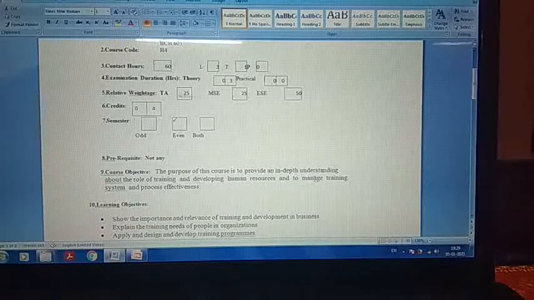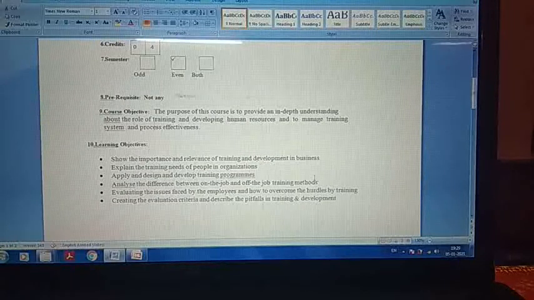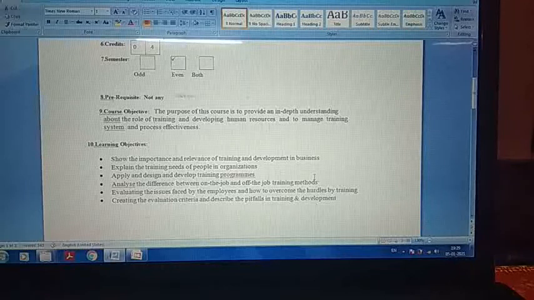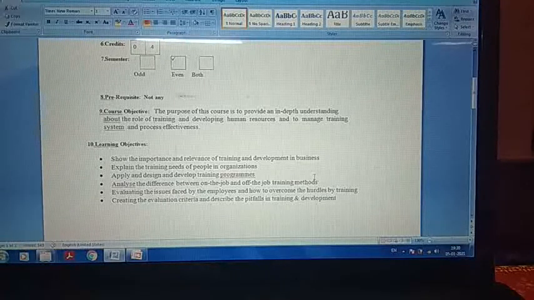Now the purpose of this course, as you see, is to provide an in-depth understanding of the role of training and development in human resources. Ultimately, what is to be emphasized through this objective is that training and development is very, very essential for every walk of life, be it from any stream of occupation or trade. Everybody needs training in order to develop himself. So training and development, they are inherently linked together, right? So these are the things.